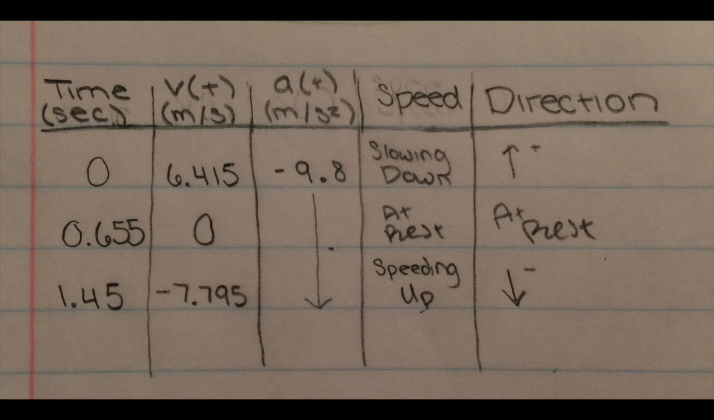When velocity and acceleration were different signs, the speed of the ball was decreasing, and it was moving upward. When the velocity and acceleration were the same sign, the ball was speeding up and going downward. At the maximum height, the ball was not moving.